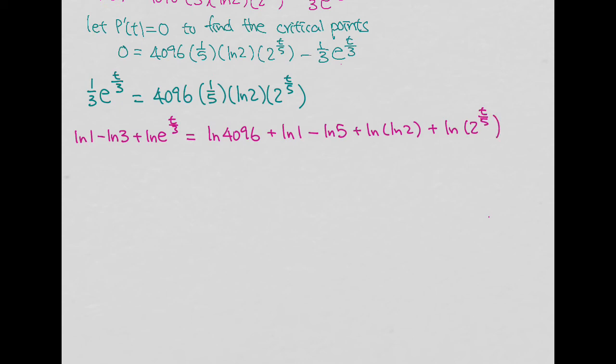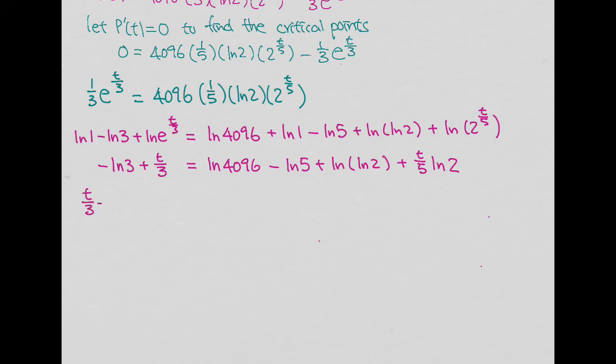Now, we know ln 1 equals 0, so we just say negative ln 3. And we put the exponent down, so plus t over 3. Ln 1 is 1, so we don't need to write it. So ln 4096. Ln 1 is 0, so minus ln 5, plus ln 2, plus, bring the exponent down, t over 5 ln 2. Next, let's isolate the t.